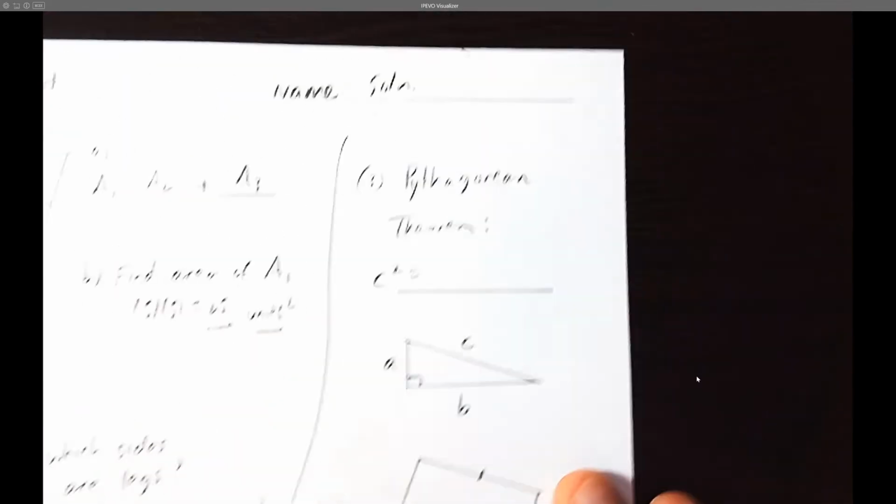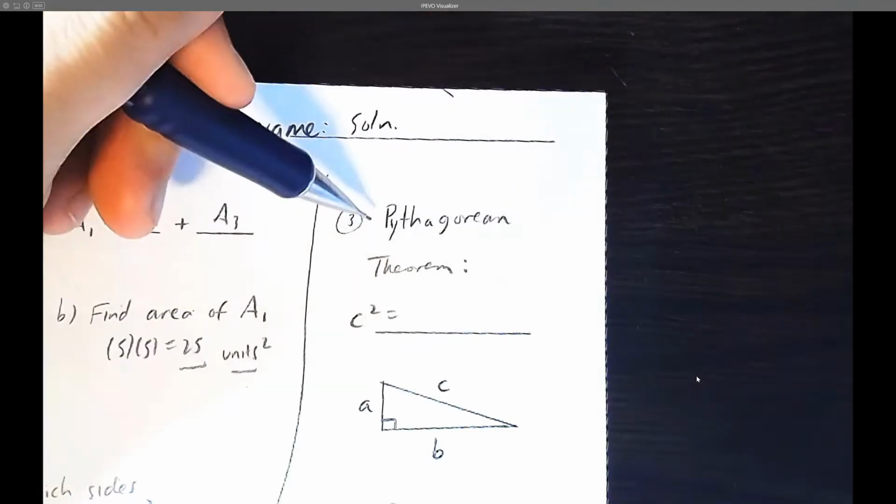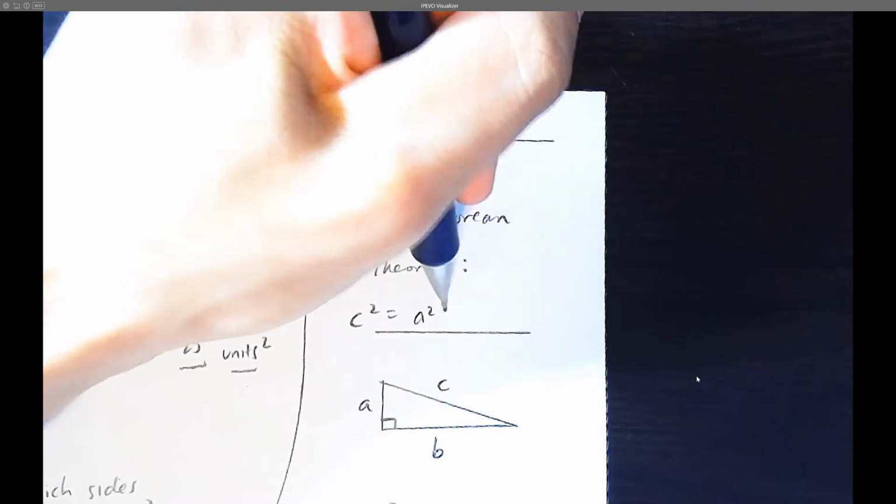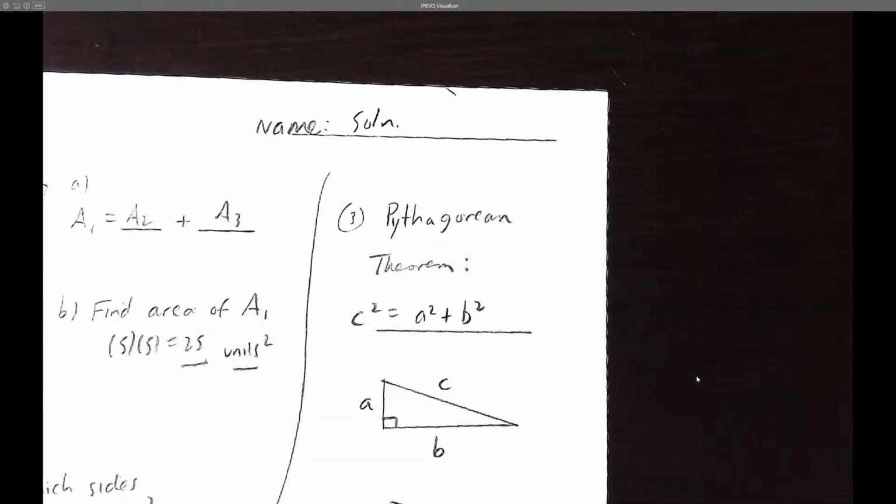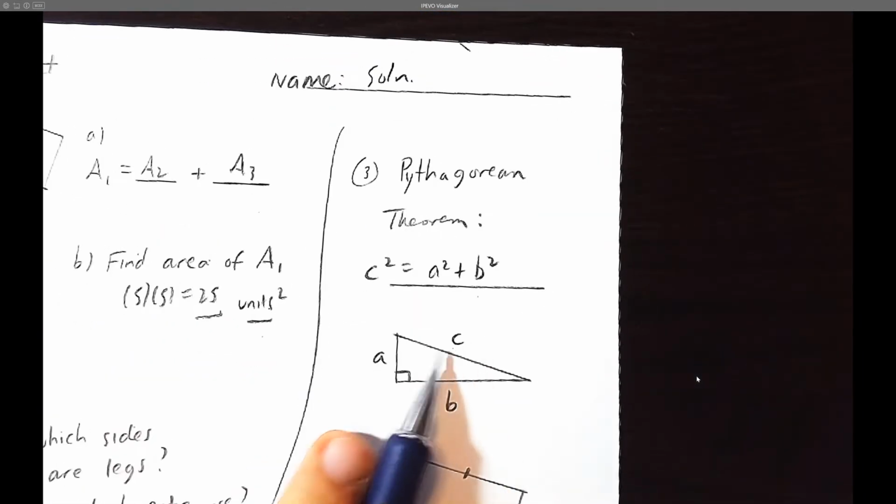Let's go to number 3 up here. What is the Pythagorean theorem? C squared equals A squared plus B squared. This is your C, this is your A, this is your B.